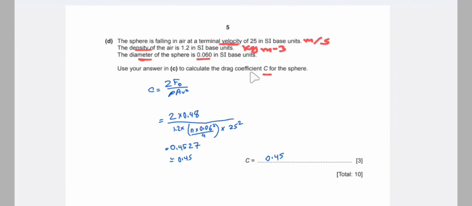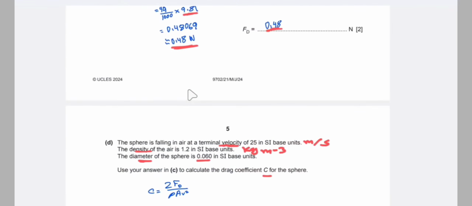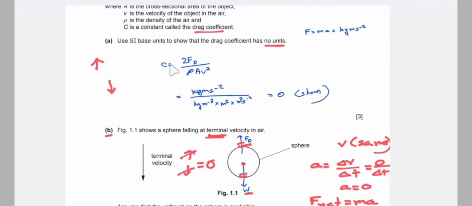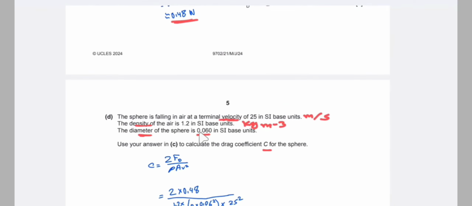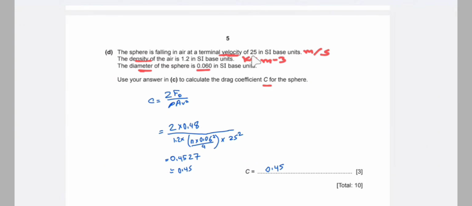Now calculate the drag coefficient C. So we need to find the value of C. Initially we make C the subject of the formula. By using this equation, we need to substitute the value of the velocity, then the value of density, and the diameter. By using the diameter, first of all, we need to find the value of area.